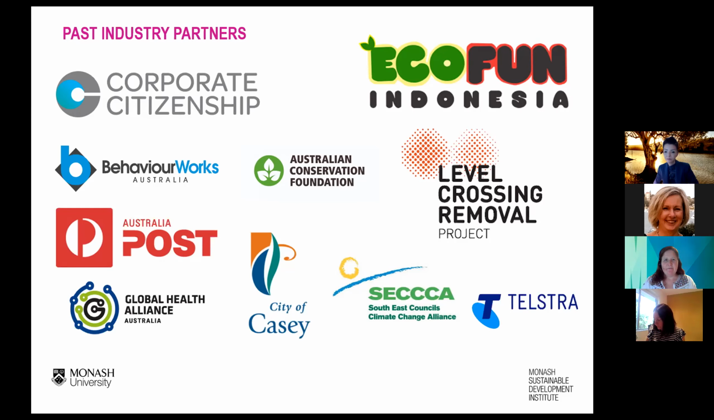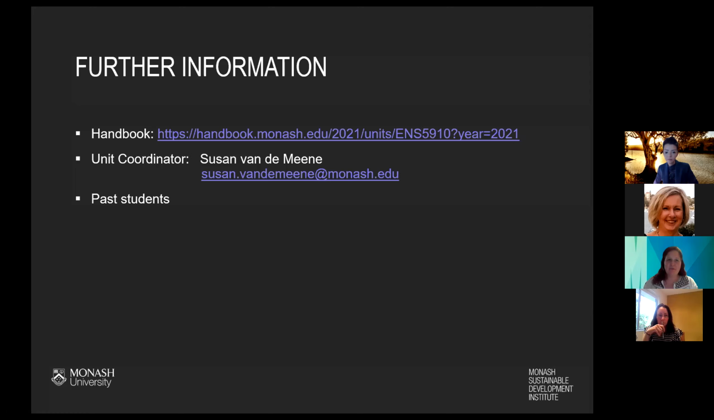So when you are considering which Part D units to apply for, you may find that both of them offer opportunities to develop your professional skills, but that one of the Part D units may suit you better depending on where you think you need to develop, or where you'd like to develop your professional skills more specifically. If you'd like to find out further information, you can look at the handbook, or you can send me an email. You may also find that some of your classmates have already undertaken ENS5910 and they're still finishing off their degree. So I'm sure that they'd be happy to answer any questions that you might have.